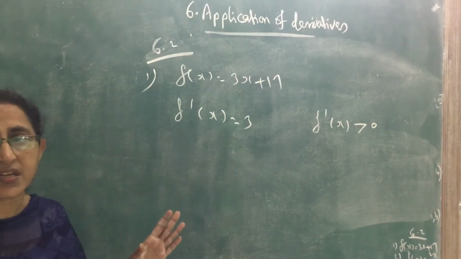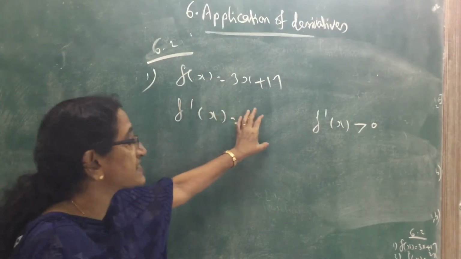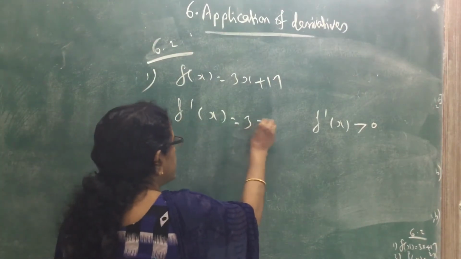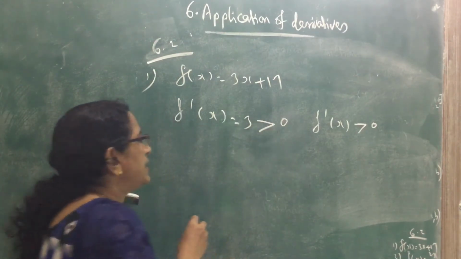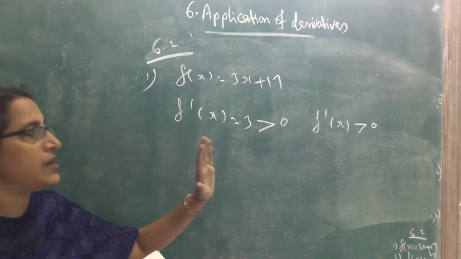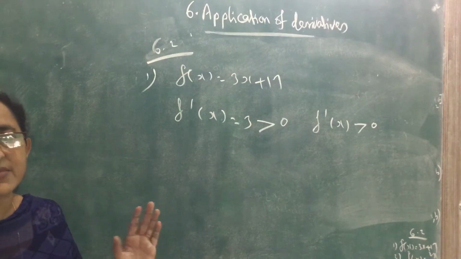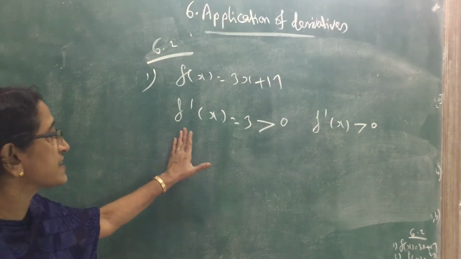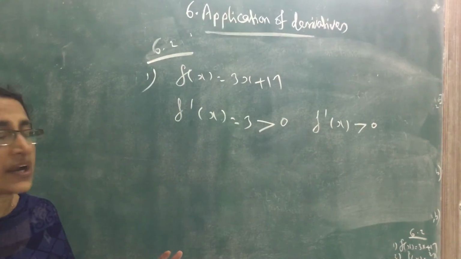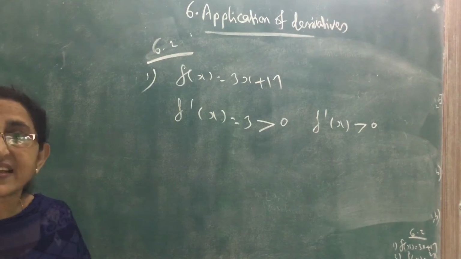It is a constant. So this f dash x, the derivative, is 3. 3 is always greater than 0. So 3 is a number which is greater than 0. So if f dash x is greater than 0, we can say that the function, for every x belongs to R, for all real numbers, x be any real number, f dash x is 3, that is greater than 0. So for every x belongs to R, f dash x is greater than 0. Therefore we can say that f of x is strictly increasing.